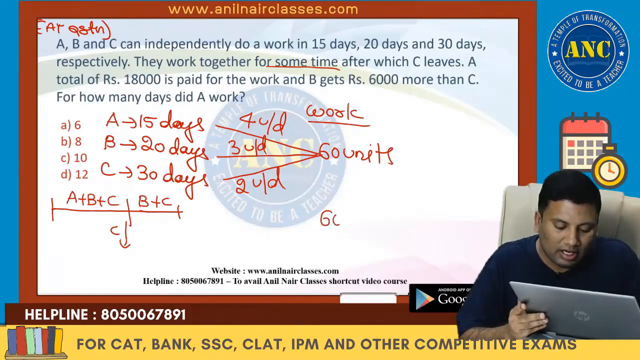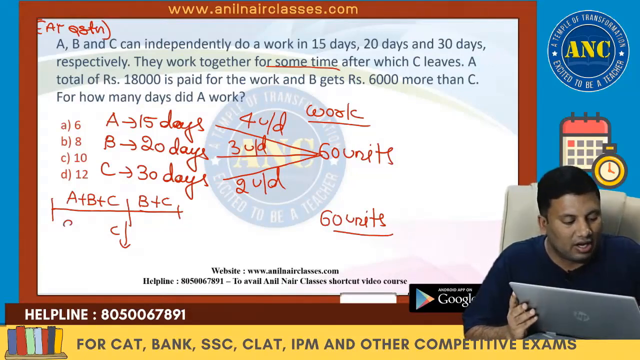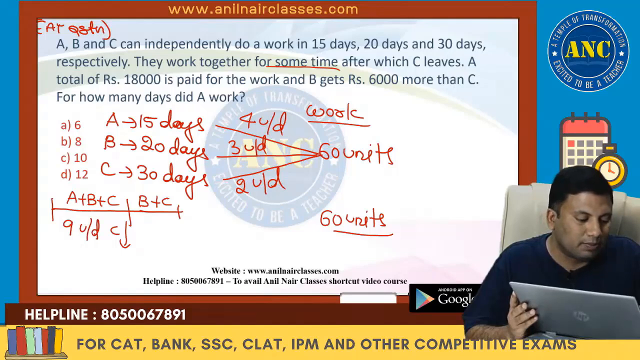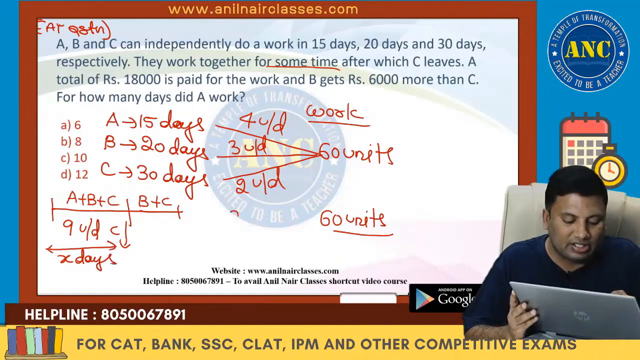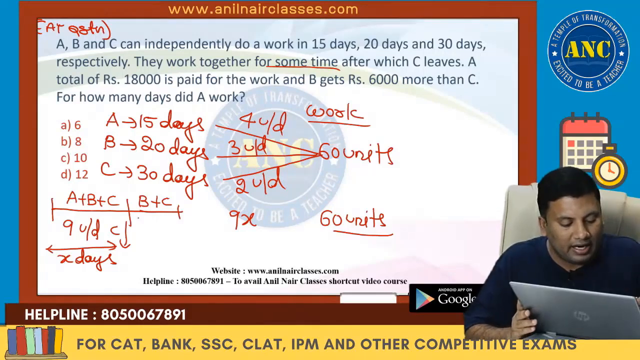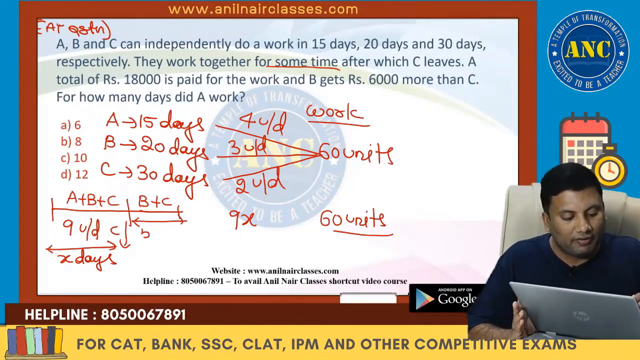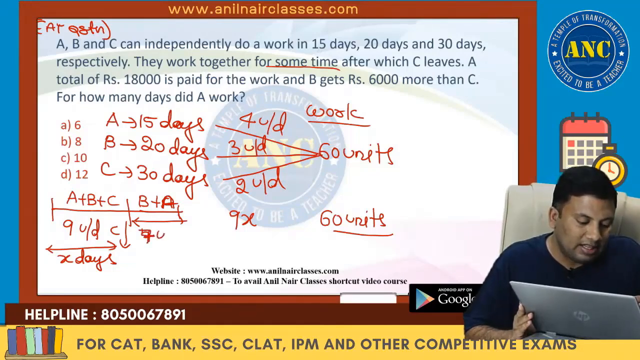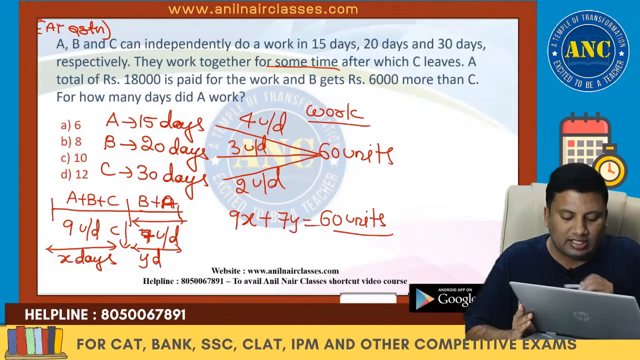What is the total work? Total work is nothing but 60 units. A, B and C, if they all are working, it is 9 units per day. Let us assume they worked for x days. If they worked for x days, totally 9x units of work is done. Are you all with me? Then, they work together. Who left? C left. So it is A and B. Combinedly they will do 7 units per day. We don't know how many days. Let me call it y. So 9x plus 7y is nothing but 60.